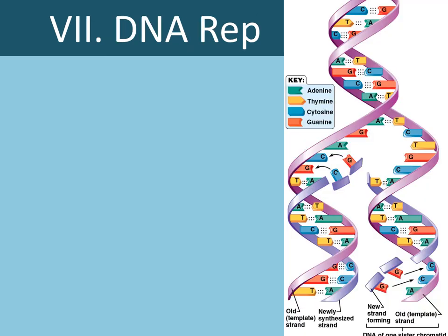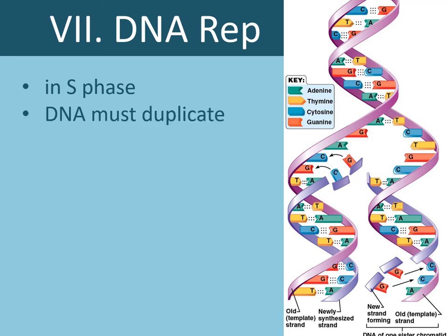For mitosis to occur properly, the DNA must be replicated. An exact copy of all our cells' DNA is made. This occurs during S phase of interphase. For DNA to be duplicated, it must first be unzipped. In other words, the two strands of the double helix are pulled apart one base pair at a time.